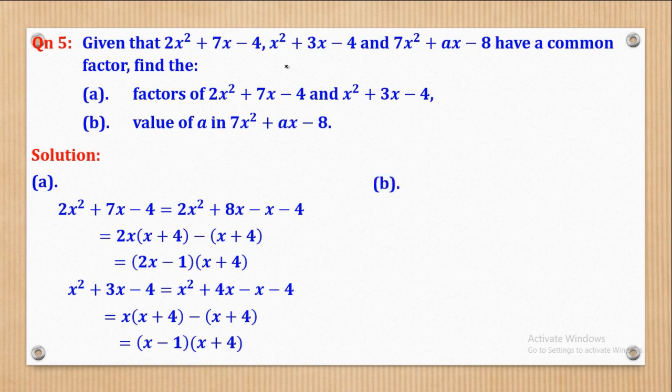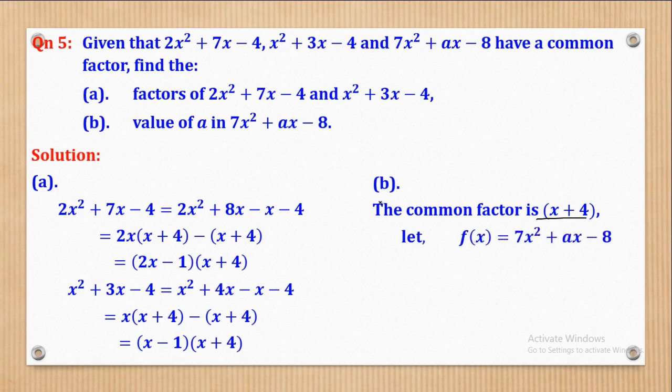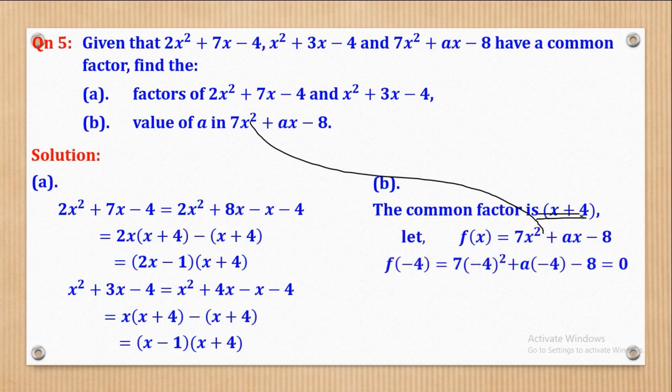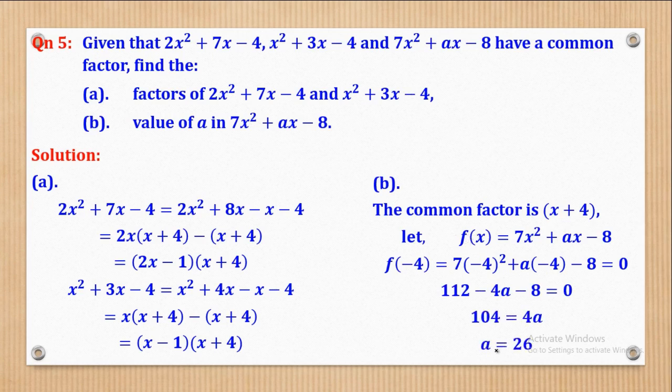For part B, remember they told us that all these three expressions have a common factor. Therefore, in these two, it is this one which is common, therefore implying that even in this other equation, x plus 4 is also common. That we shall conclude that the common factor is x plus 4. Therefore, let f(x) be equal to this. And using this other factor, it implies that x will be negative 4, so substitute for negative 4 and equate to 0 because it is a factor. Simplify and make a the subject. A will be equal to 26. And that's what they wanted.